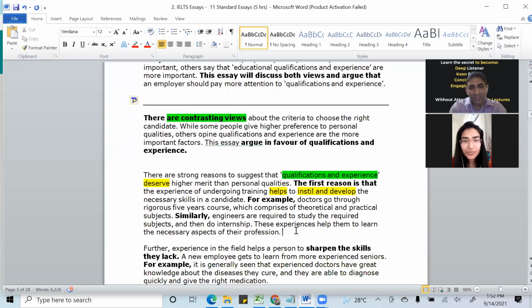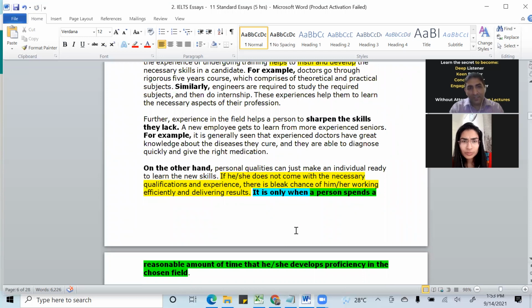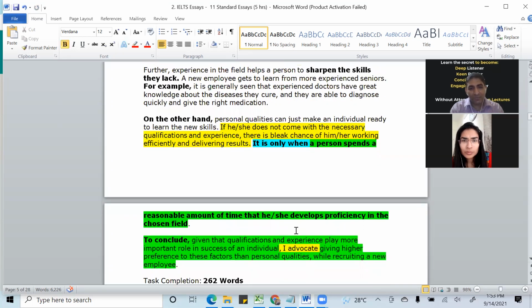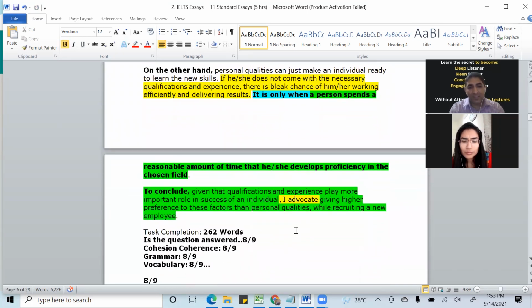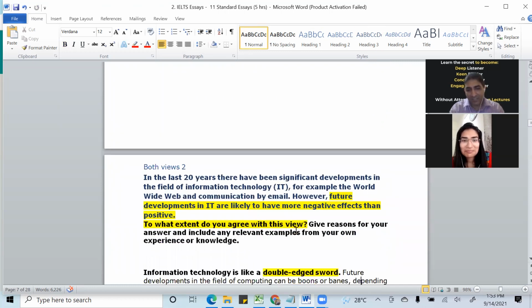Sometimes there is a very pedantic approach towards writing, and you have to be very particular about what you use, especially when they are these idiomatic expressions. Yes, they cut marks on that. Further, experience in the field helps a person to sharpen the skills they lack. So you are just elaborating on the whole thing, and your essay is ready. Okay. So this is what happens. This is the way I would like you to focus. And many people like Sadaf have already developed this skill, so whenever they write, they use these standard phrases.